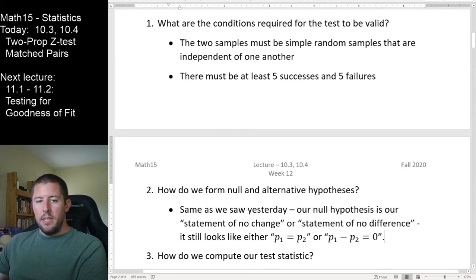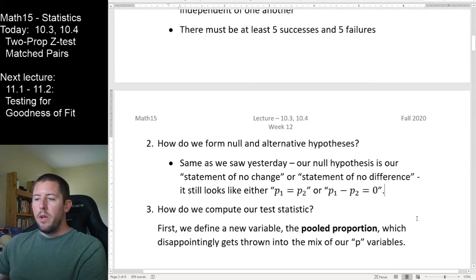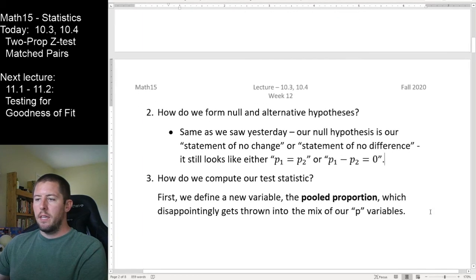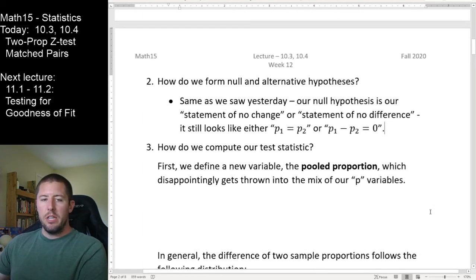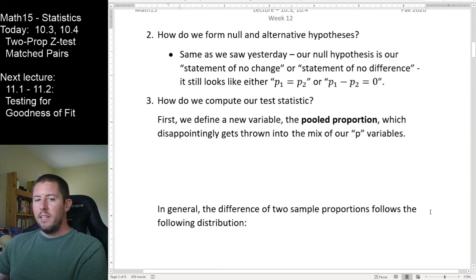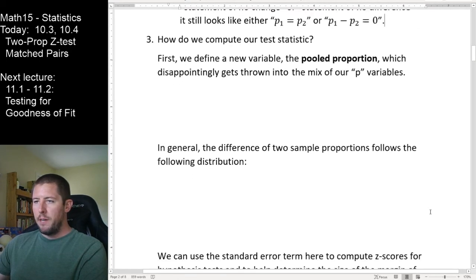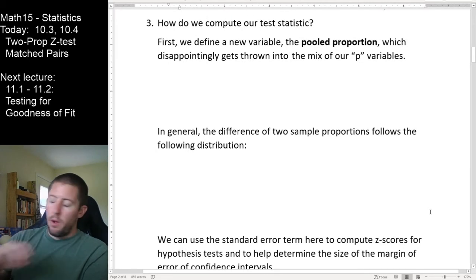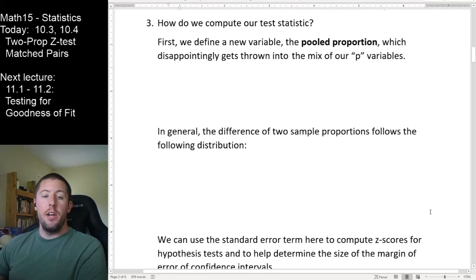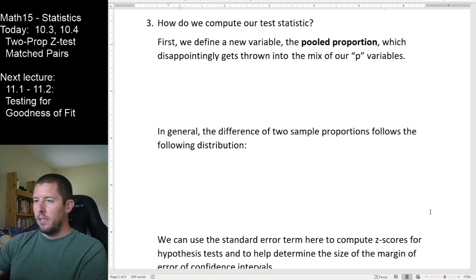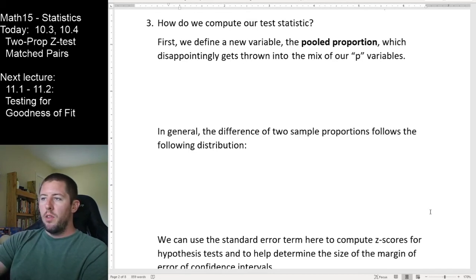So our big question is, computationally, how are we going to compute our test statistic? This one's going to give us a little bit of computation that we need to be careful with here. This isn't anything too crazy, but you've got to be comfortable with your calculator to make some calculations happen here. So the first thing that we're going to do is define a new variable that's going to help us out with this calculation here. And this is going to be referred to as our pooled proportion. So let me identify a couple parameters here.